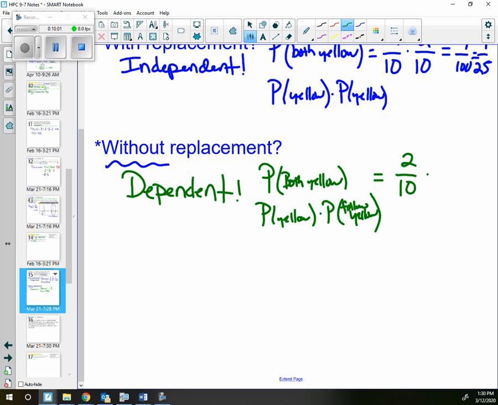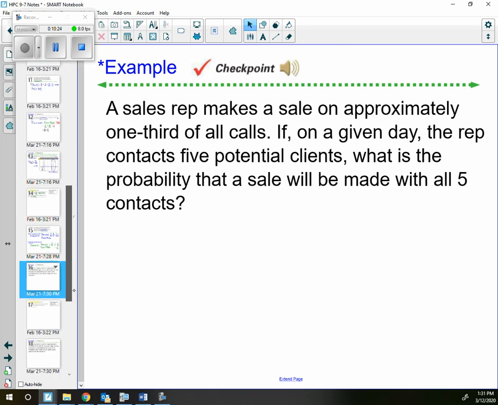Well, if I drew a yellow already, there's only 1 yellow left. And also, if I drew that marble and kept it out, there's only 9 total marbles left in the bag. So when we're thinking about that calculation, it does affect the outcome, right? What I'm doing does have an effect on what happens next. So that would be 2 out of 90, or 1 out of 45. It's going to be a little bit different probability, or likelihood. Let's try another one, so we can see that independent versus dependent.